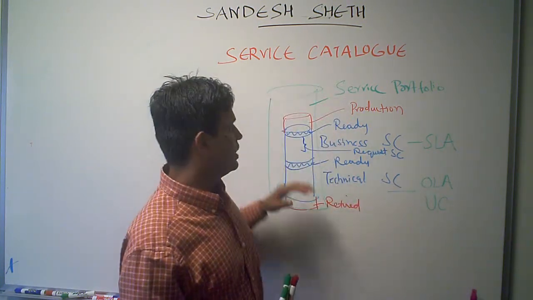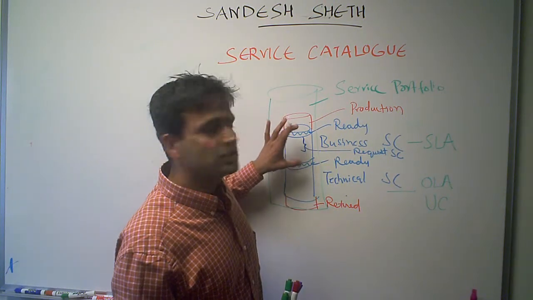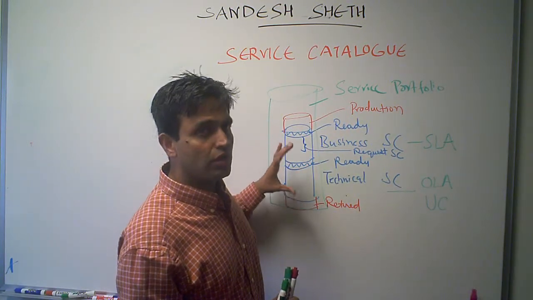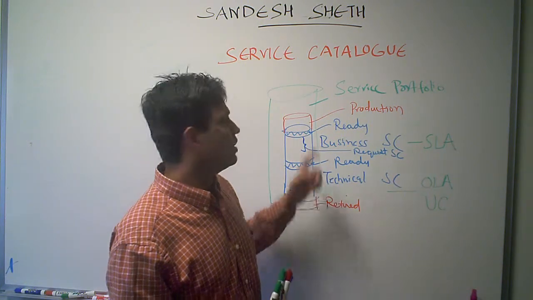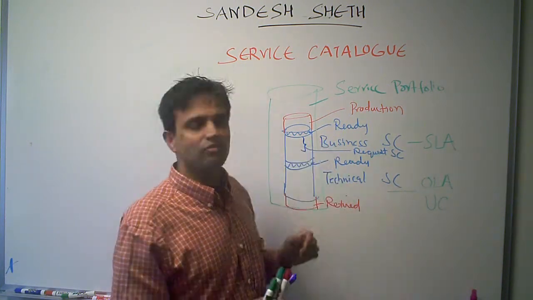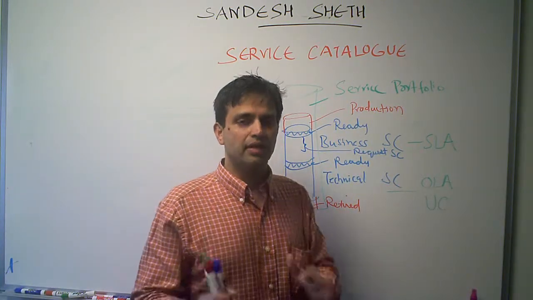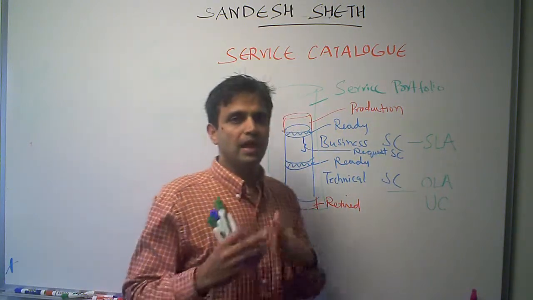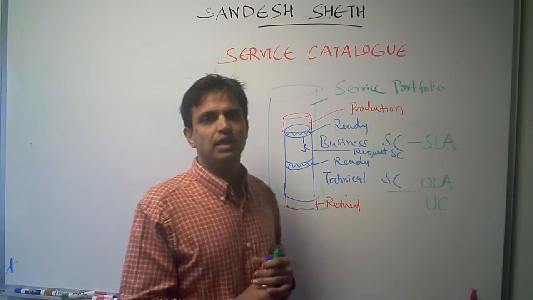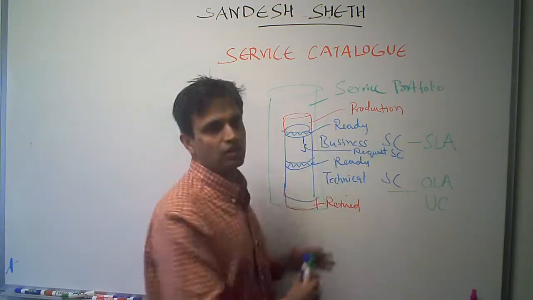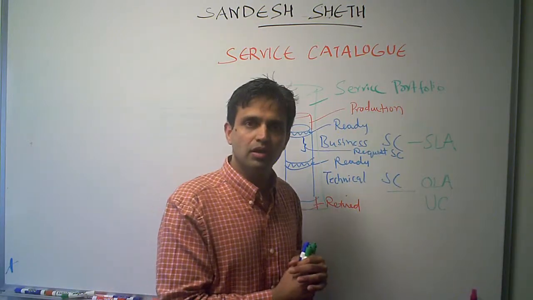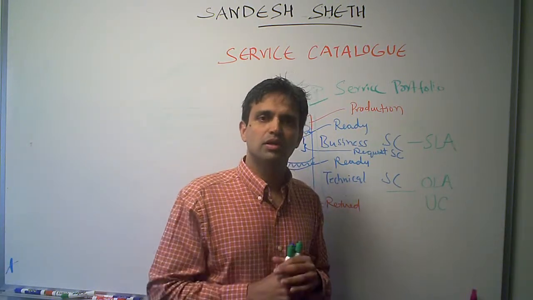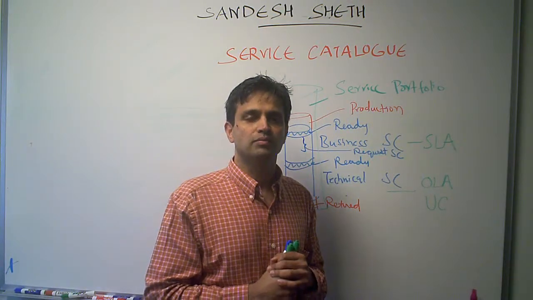A brief recap. So we have the service catalog made up of the business service catalog, of which a subset is the request service catalog. The service catalog is also made up of the technical service catalog. Both the business and the technical service catalog could have a list of services that are ready for deployment. The service catalog is also made up of services which are planned or in production and services that have been retired. And the entire service catalog is a subset of the service portfolio, which is about service strategy, design, transition, operation, and continual service improvement.